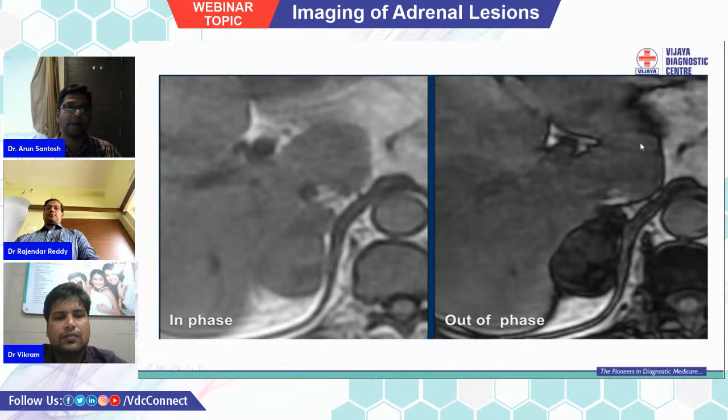This is again an MR imaging. Here we can see this is an in-phase image where the lesion is appearing iso to hypointense to the liver, almost isointense to the liver, but on opposed phase image you can see that there is significant signal drop and the lesion is appearing darker or blacker as compared to the adjacent liver. This suggests that the tumor is containing a high amount of lipid. So this favors adrenal adenoma.